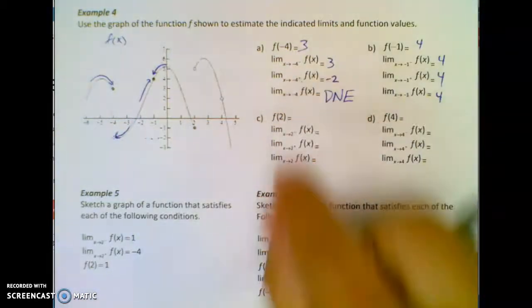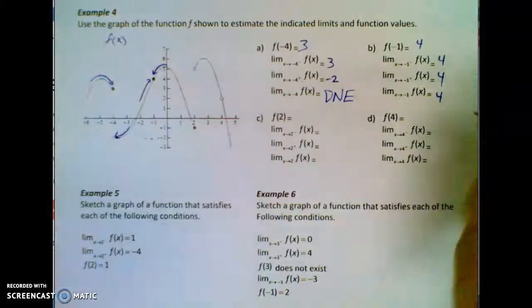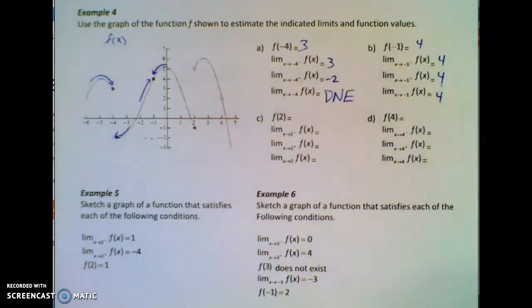So whenever you don't see it with a plus, it's asking about both sides. If you see it with a plus or a minus, it's asking about one side. So you can actually give more answers this way.